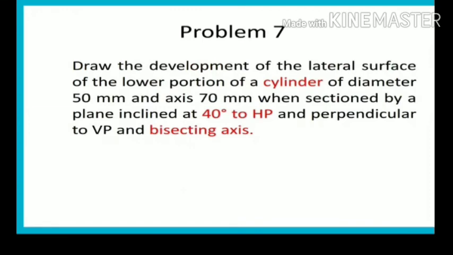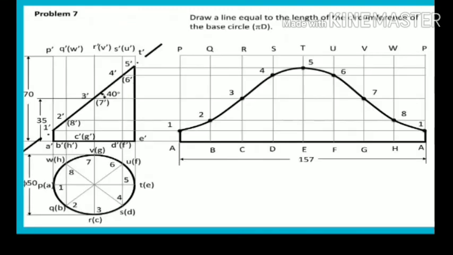Now the next problem is to draw the development of the lateral surface of the lower portion of a cylinder of diameter 50 mm and axis 70 mm, when sectioned, meaning cut, by a plane inclined at 40 degrees to HP and perpendicular to VP and bisecting the axis. Here we have to draw a top view, then the front view, and again the cutting plane action, which is acting at 40 degrees exactly at the center of the axis, bisecting the axis. We have named the points at the base A, B, C, D, E, F, G, H for the bottom circle, and for the top circle P, Q, R, S, T, U, V, W.